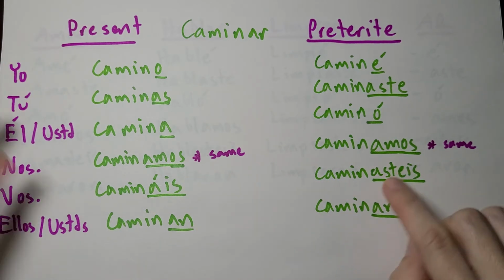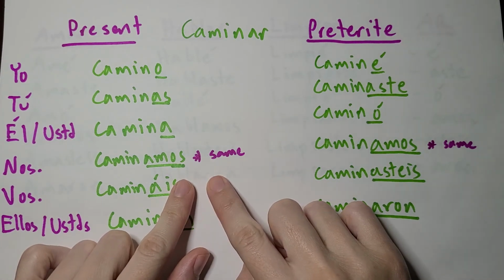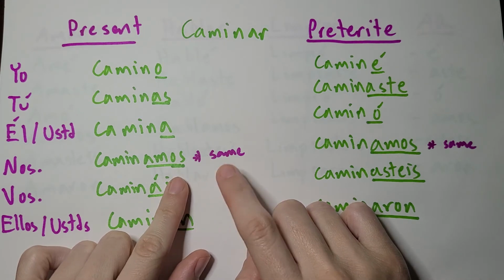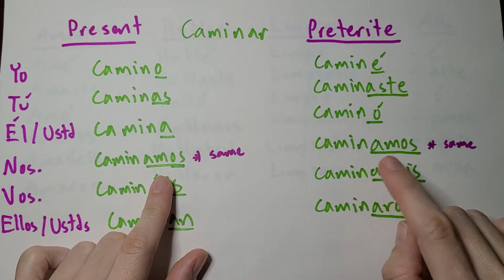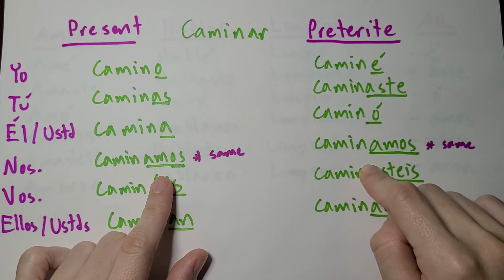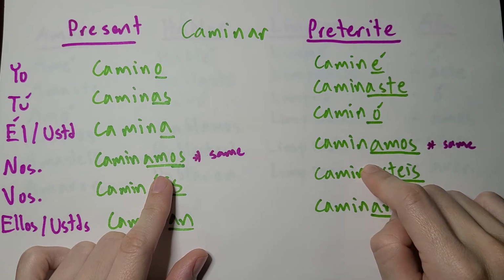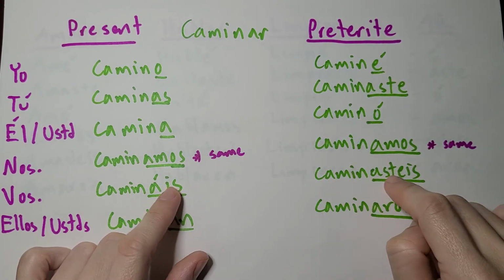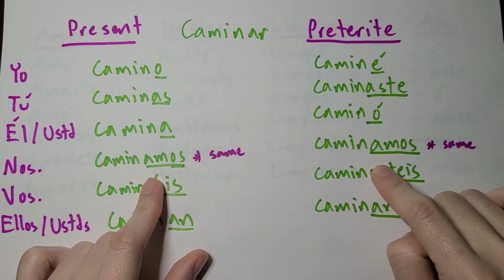Nosotros caminamos. So this is the only conjugation out of all of these that is the same in the present tense and the preterite tense. The preterite for AR verbs for nosotros is the exact same. Notice, it's amos, it stays amos.